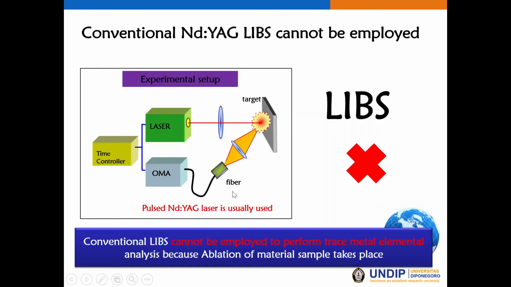However, it should be mentioned here that LIBS cannot be employed easily to perform trace metal elemental analysis on a material surface, because when we focus an Nd:YAG laser beam on a material surface, ablation of the material itself will happen. Therefore, when we make a trace elemental analysis or impurity analysis on a material surface, the material itself will be damaged.